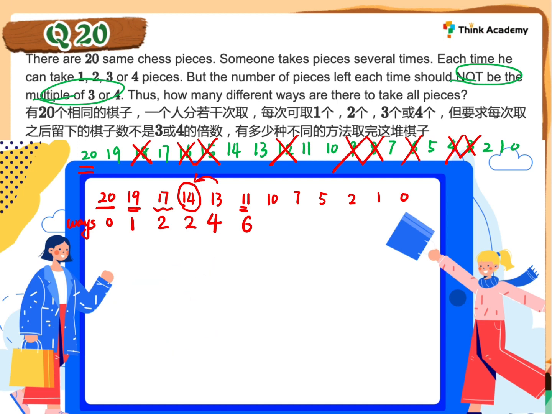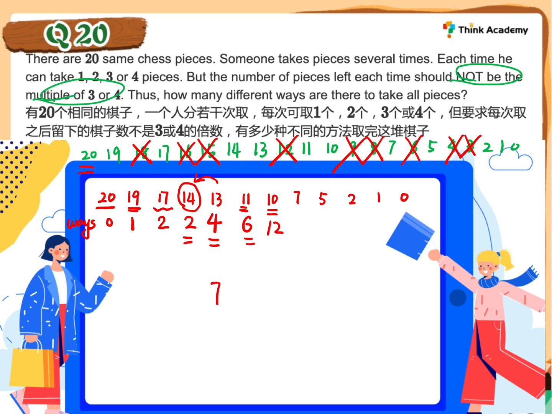Yeah, 6 ways. And then continue. How about 10? Oh, I think 10 have so many sources, right? From 11 minus 1. And also from 13 minus 3. Also from 14 minus 4. So you have 3 sources. 11 is 6 ways. 13, 4 ways. 14, 2 ways. So in total, 4 plus 2 plus 6 actually is 12 ways, right? 12 ways.